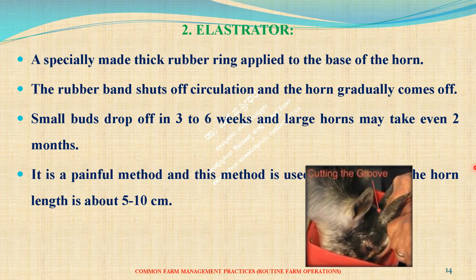The ligature method is one in which a thick rubber ring is applied on the base of the horn, and the rubber band shuts off circulation and the horn gradually comes off. Small buds drop in 3 to 6 weeks, and large horns take even 2 months. This is a very painful method and not recommended now, and such ligatures should not be used.